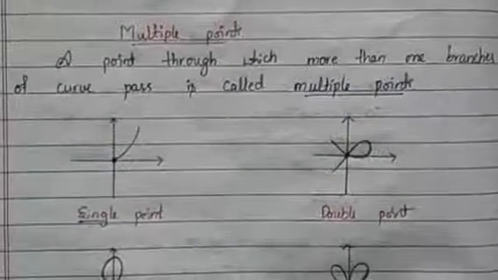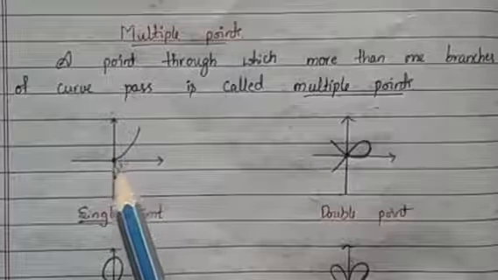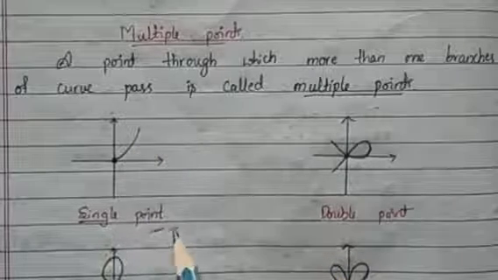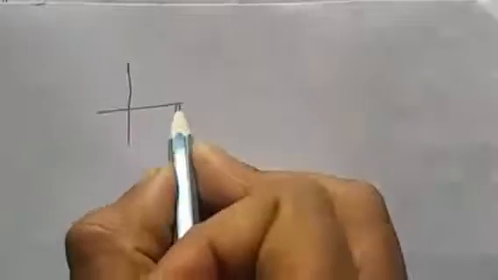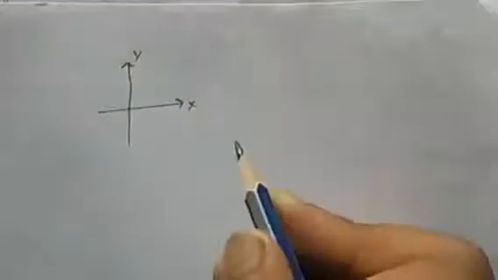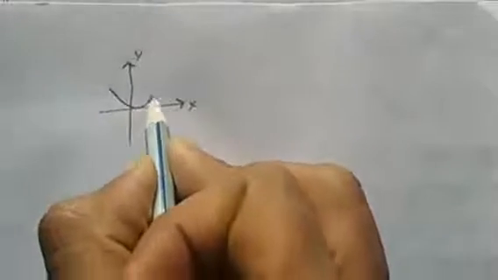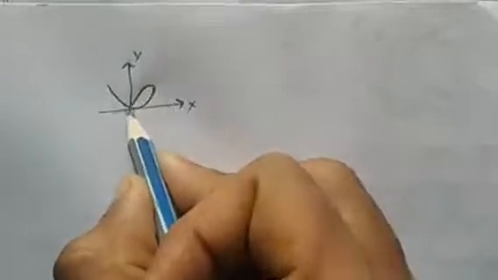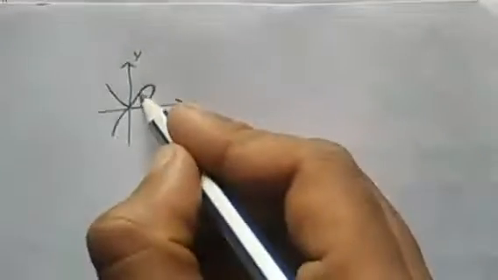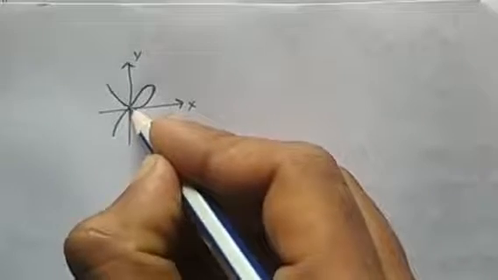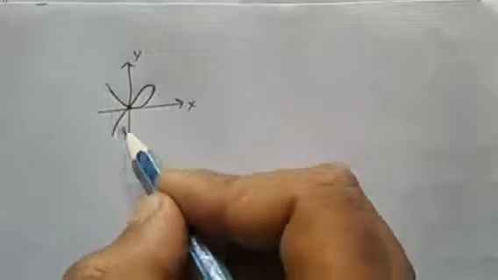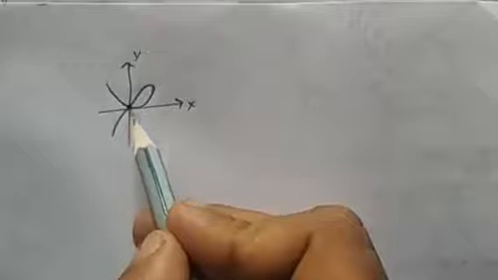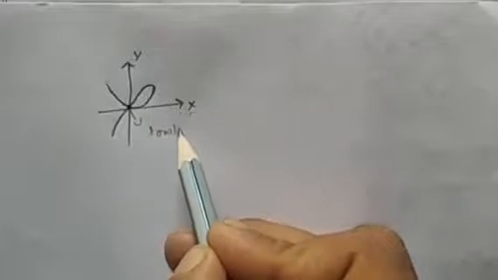Look at the graphs here. This is a point. At this point, only one branch of the curve passes. Hence, we say it is a single point. Look here. This is the x-axis and this one is the y-axis. This is one branch of the curve, and this is another branch of the curve. In this case, at this point, two branches of the curve pass. So we say it is a double point.